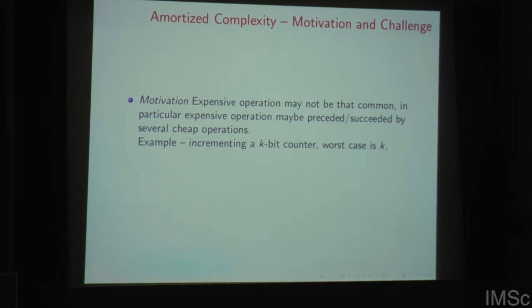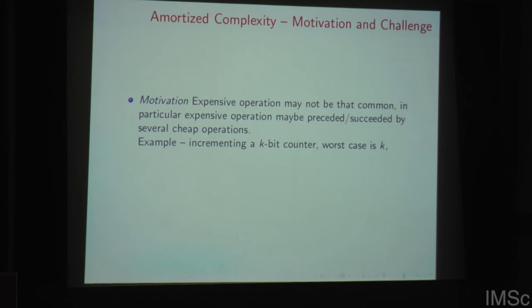Suppose I want to increment a k-bit counter. So I have a k-bit counter, and my algorithm is to increment it. A typical increment algorithm will look at the sequence of ones at the end, change them to zero, and change the first zero to one. You're just trying to increment a binary counter. You start from the end, change all the ones to zero, and the first zero you encounter, change it to one, and you stop. So in the worst case, the algorithm's running time could be as bad as k, because it could be 0, 1, 1, 1, 1, 1, and you increment it and change it to 1, 0, 0, 0, 0, 0, so you might spend some k time.